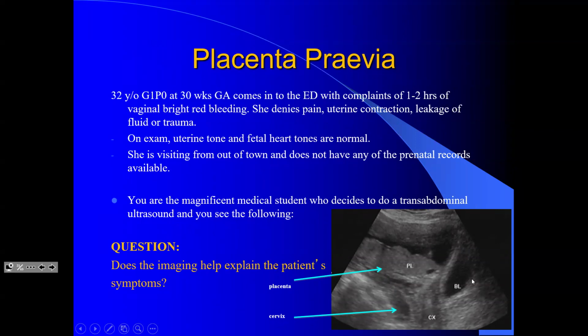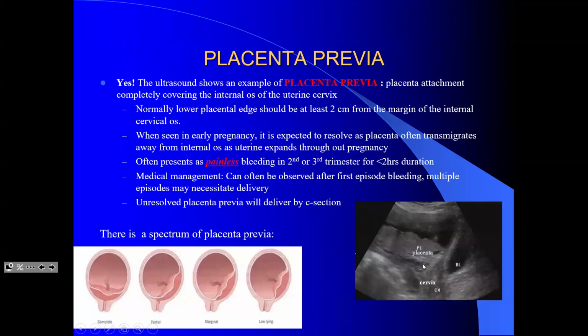Yeah, you see the bladder here, and this is the cervix. CX is the cervix, so you see the placenta is in the posterior uterine wall, and it is partially covering the internal os, or it is covering the cervix. So chances are that the bleeding might be because of a low-lying placenta. Placenta previa, as I've said, usually presents in the third trimester with painless bleeding. Okay. So this is important.